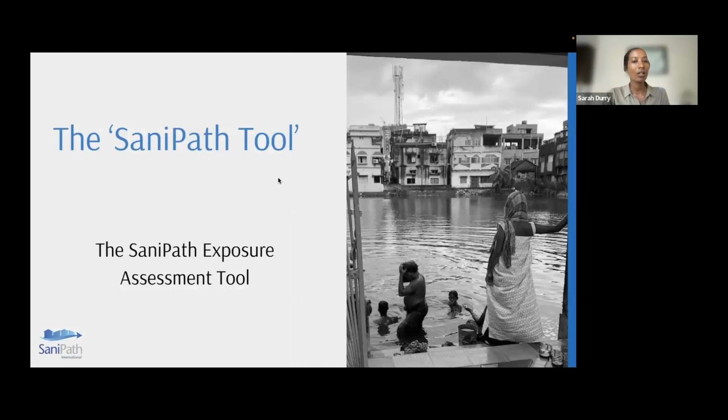Now I'll move into discussing the SaniPath exposure assessment tool itself, which we call the SaniPath tool. The tool was developed with the funding of the Bill and Melinda Gates Foundation, and piloting of this tool started in 2013 in Ghana. Since validation of this tool, it's been used in several countries around the world. I'll start off with a little bit of background on the rationale behind the SaniPath tool methods.